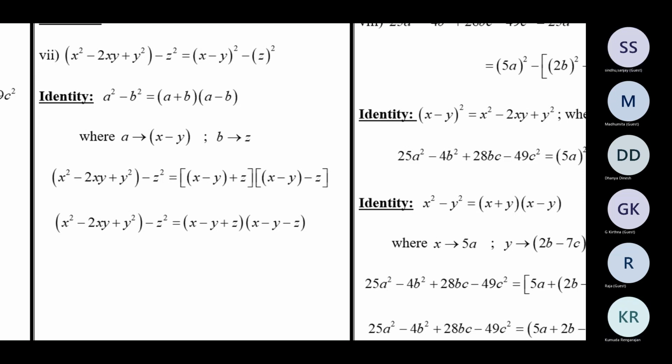Ma'am, can you show the previous slide, ma'am? Yeah, I'll show you the slide. Please tell me if you understand this answer 7. Ma'am, I get it, ma'am. Okay, others, children, one by one tell me. It's clear, ma'am. Ma'am, I understood, ma'am. Okay.